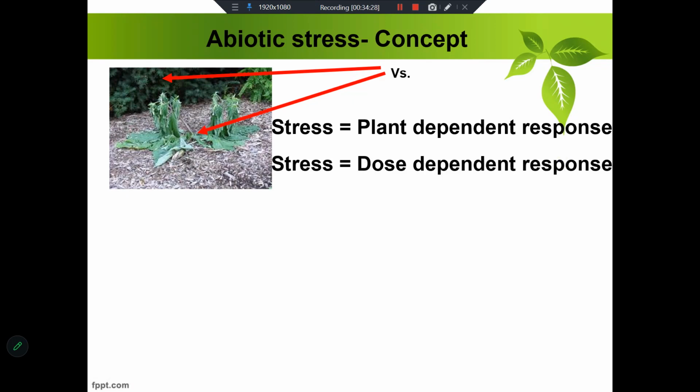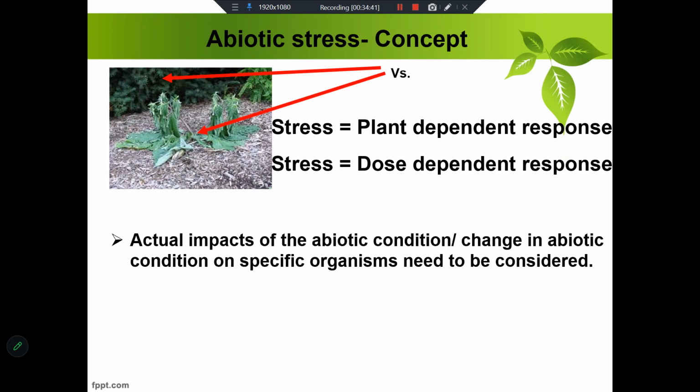And also it is a dose dependent response. So whether a condition is stressful or not is not determined by the environment or the magnitude in the environment, but by how the plants respond to that. Okay. So the actual impact of the abiotic condition, or the change in abiotic condition, on a specific organism has to be considered. It's not actually the magnitude in the environment. So always we have to describe the stressful condition in relation to the plant species that we are interested in.